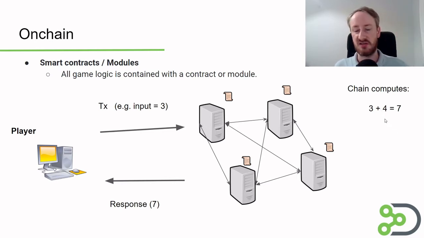Again, this is just an example. It's going to be more complicated than that, but let's just say it's 3 plus 4. And then, of course, the output will be 7. And every single node will have a copy of this result, which is 7. And then the response, as I've called it, is going to be some sort of RPC pulling of data from the chain. That's going to be done by the player, and the player will see, oh, okay, it's 7. That's the result.